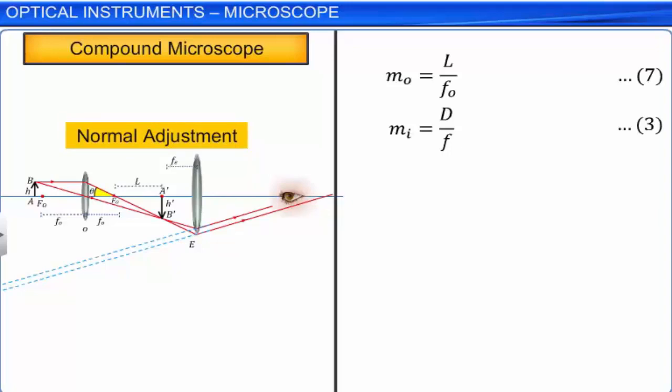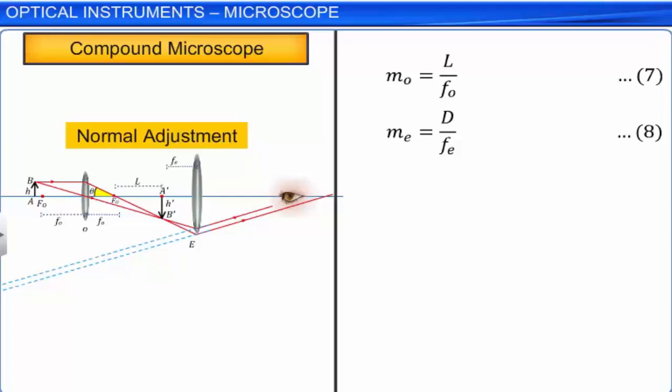Therefore, M is equal to MO into ME. Substituting the values of MO and ME from equations 7 and 8, we get M is equal to L by FO into D by FE. That means, when set for normal adjustment, the magnifying power of a compound microscope M is equal to L by FO into D by FE.